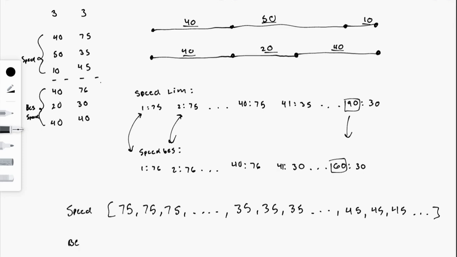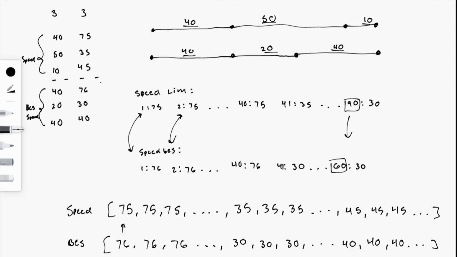Now, for Bessie's speed, we'll be doing the same exact process. The first 40 will be 76. Then the next 20 will be 30. And then the last 40 will be 40. Basically, by doing this, we'll be able to compare at each mile what the speed limit is versus what Bessie's speed is.